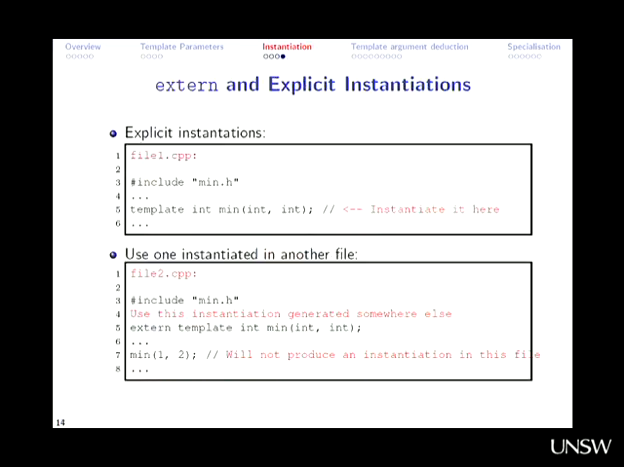Okay, so we've gone through the explicit instantiations. One additional thing we can finally note is that if we put the word extern in front of that explicit instantiation, it won't actually instantiate it. It will assume that it's been generated somewhere else. Okay?